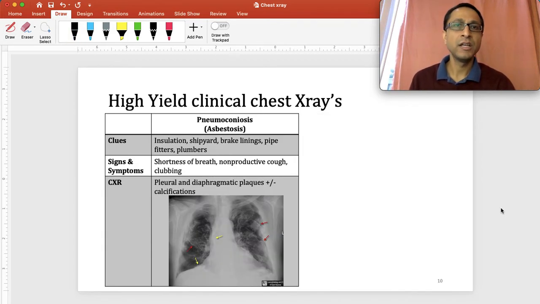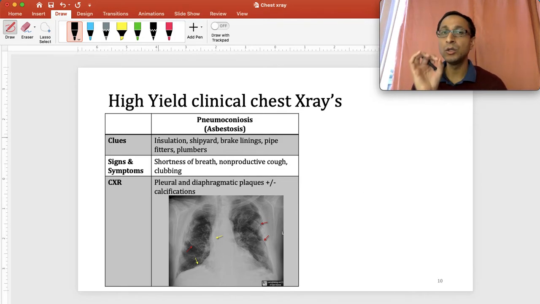Then we have pneumoconiosis. Make a note that all of the pneumoconiosis are also part of interstitial lung conditions, or in other words, restrictive lung conditions, right? One of the examples we have here is asbestosis. I've included asbestosis here because they either give you a chest X-ray or describe a chest X-ray finding. So very, very important. With asbestosis, the clues are super important.